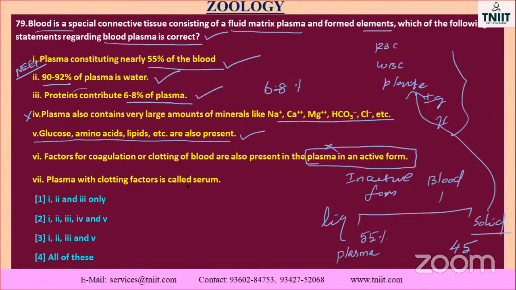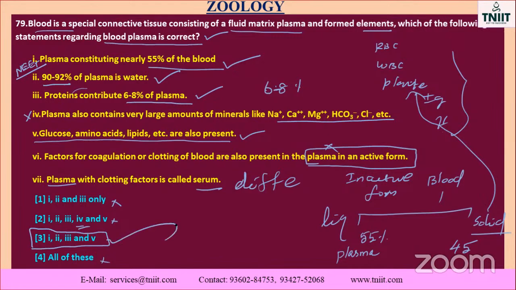Plasma with the clotting factor is called a serum. No, plasma and serum are different. So which one is the correct one? Option 1, 2, 3, and then which one do you know? The fifth one. So the option is 1, 2, 3. Here the fourth one will not come, only 1 and 3 is there. The fifth one will not come here. All of the options, the third one.